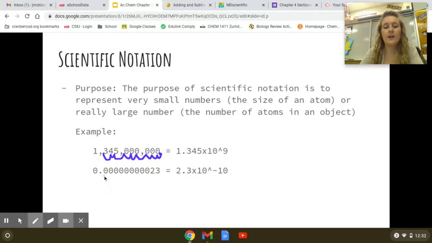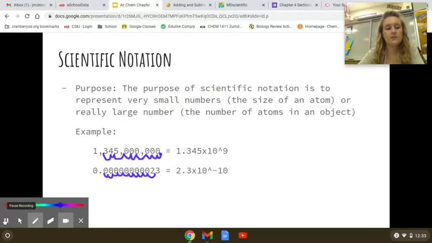So we're going to end up having 1.345 times 10 to the ninth because we moved those decimal places in that direction. Now down here, we're obviously going to move the decimal place to the right because we want to get the decimal place where there's a number between 1 and 10. So to get that, we need to move it over here. And we're going to move it 1, 2, 3, 4, 5, 6, 7, 8, 9, 10. And we're going to end up with 2.3 times 10 to the negative 10. Okay. So if you have a really big number and you make it smaller, it's going to have a positive exponent. If you have a really small number to start out, it's going to have a negative exponent. And there's a couple of different ways that you can remember that. And we'll talk about that here in the next couple of slides.